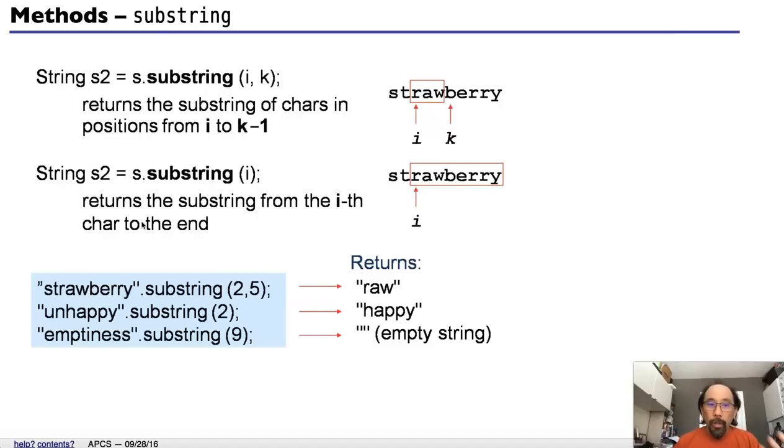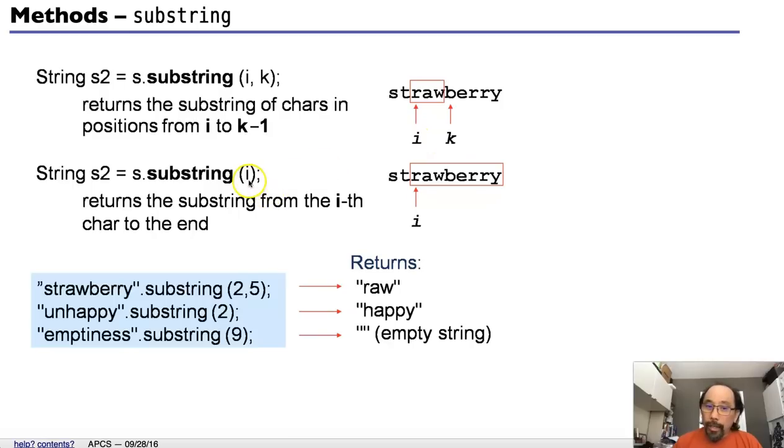Okay, there's also a substring method, and what it does is it returns a string that starts from the ith position and ends at the k-1 position. So it doesn't go up to the k position. Here's a diagram, a picture of it. This would be the substring that would be returned by these two i and k position indicators.